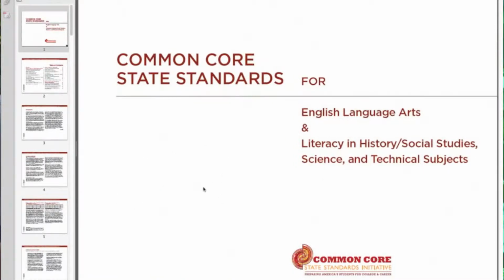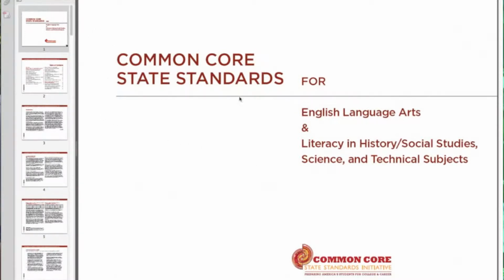Let's take a look at the Common Core state standards for English language arts and literacy in history, social studies, science, and technical subjects. We're going to look at how they're laid out and how to read them, because it's quite different than the Next Generation Sunshine State Standards that we're used to.